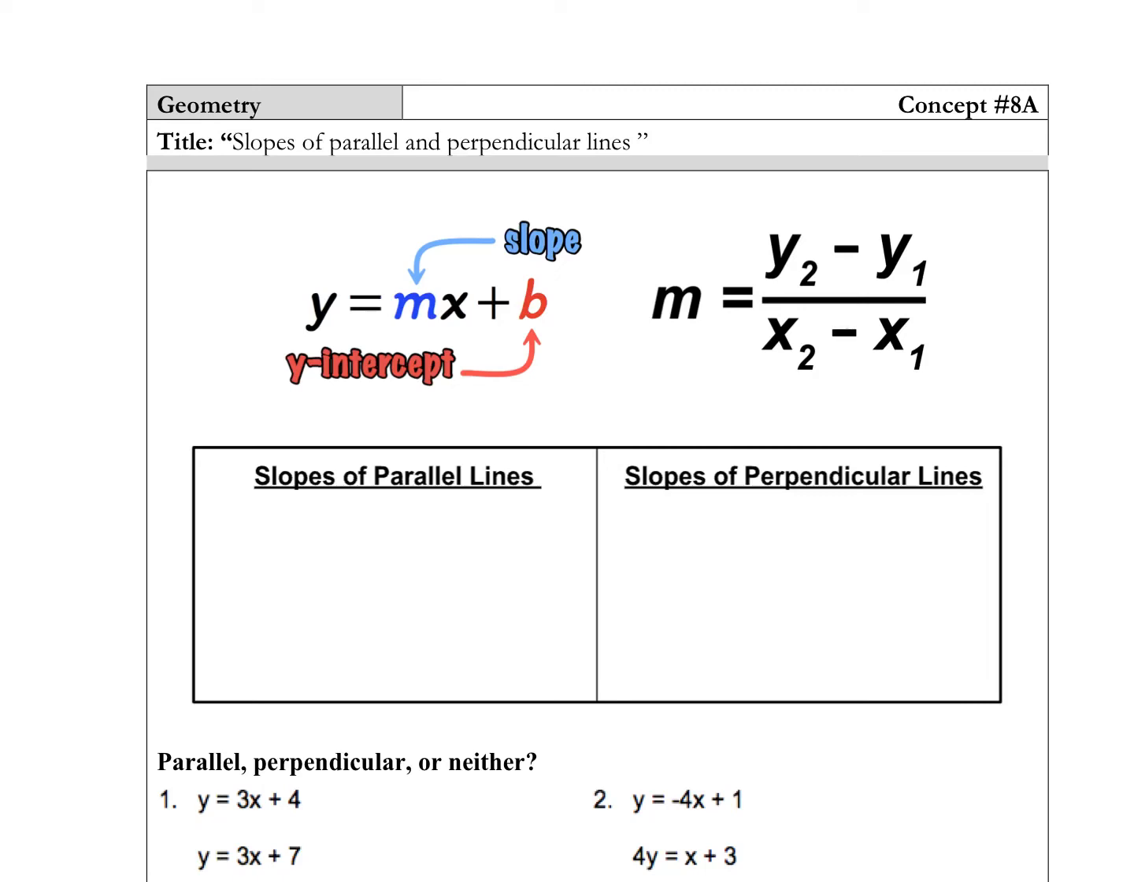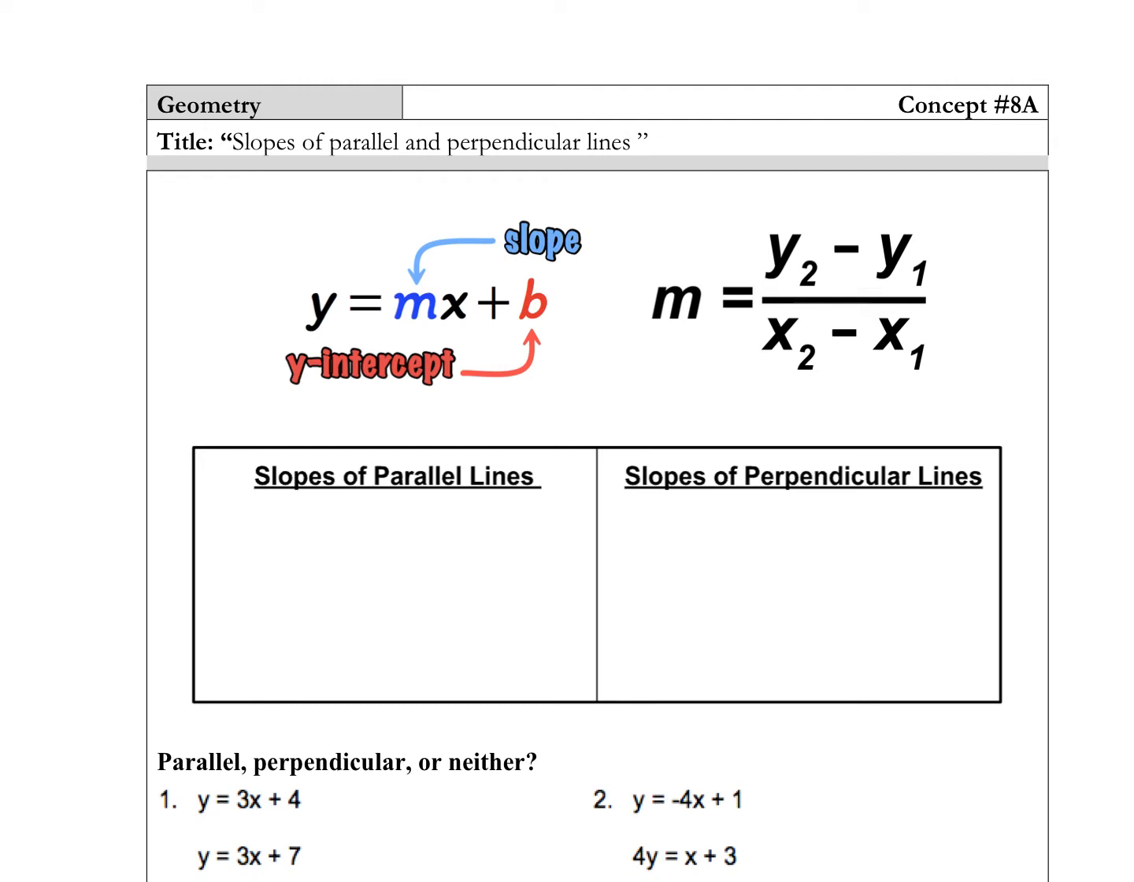So a quick review, y equals mx plus b is called slope-intercept form. It is what you probably talked about for like months on end in Algebra 1. M stands for the slope, b stands for the y-intercept. Over here you see m equals y2 minus y1 over x2 minus x1. That's the slope formula.